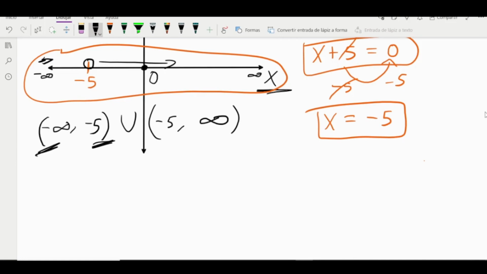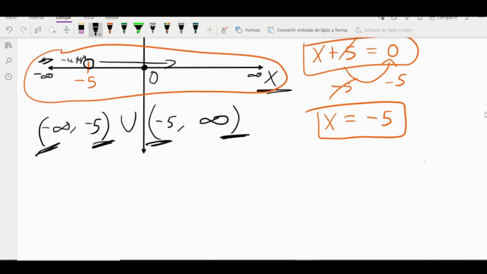What is the meaning of the parentheses? Well, the parentheses mean that we can't take this value, okay. For example, when you approach minus 5, you can get as close as you can, like minus 4.9999, but it's not going to be minus 5. So we approach as much as we can until minus 5, but we don't take this value, okay? Or we say that this is an open interval because we use the parentheses, okay?